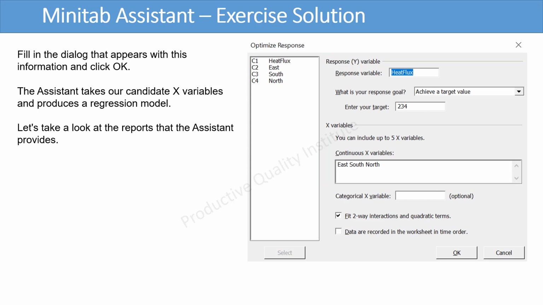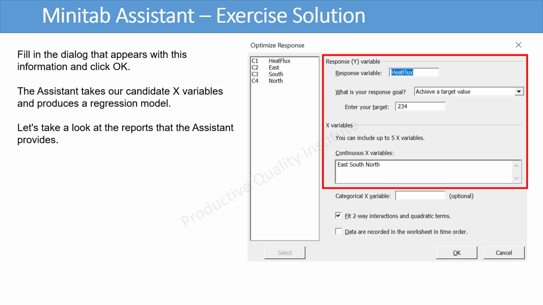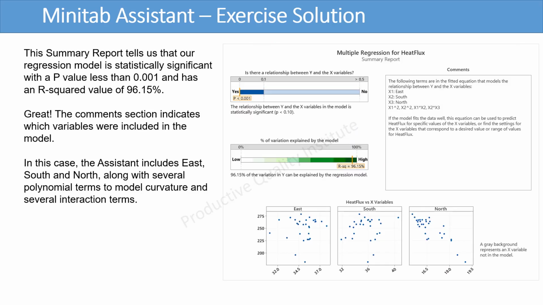The assistant takes our candidate X variables and produces a regression model. Let's take a look at the reports that the assistant provides. This summary report tells us that our regression model is statistically significant with a p-value less than 0.001 and has an R-squared value of 96.15%. Great! The comments section indicates which variables were included in the model. In this case, the assistant includes east, south, and north, along with several polynomial terms to model curvature and several interaction terms.